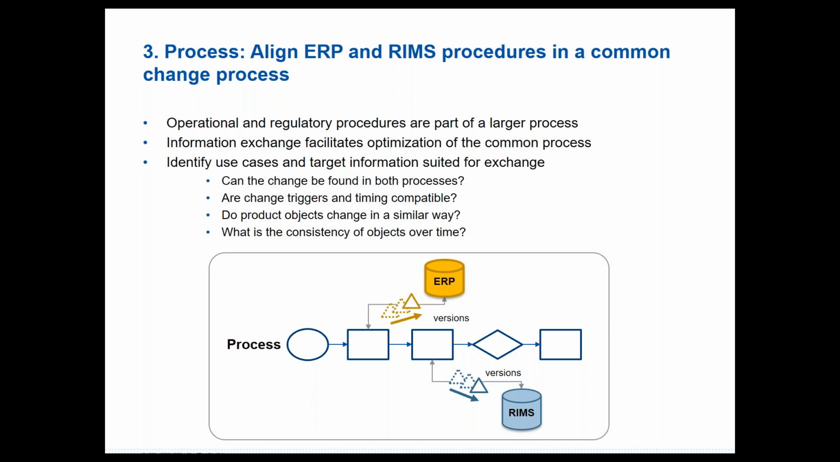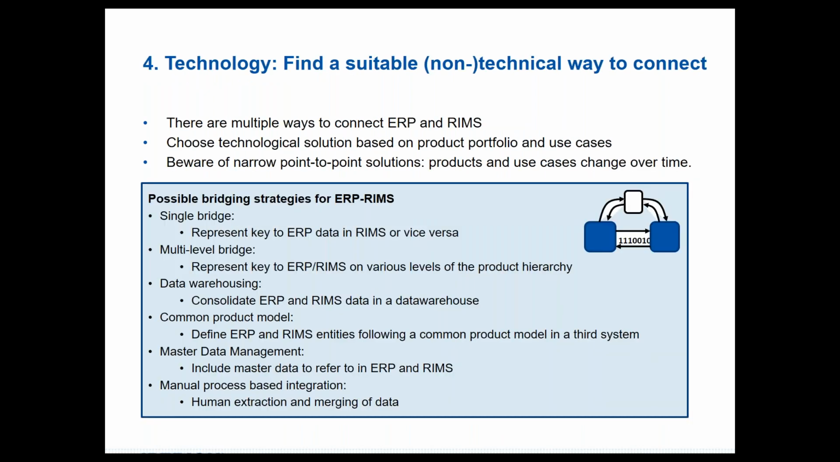Once we have done all these three steps, we finally come to the step that often happens as the first step, but should actually be only done after we've gone through these three steps, and that is selecting the right technology for your situation. Now, there are multiple ways to connect ERP and RIM systems.